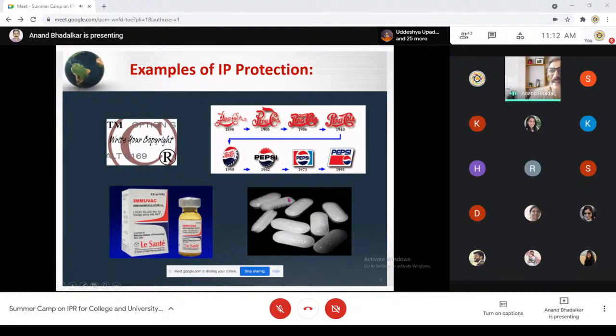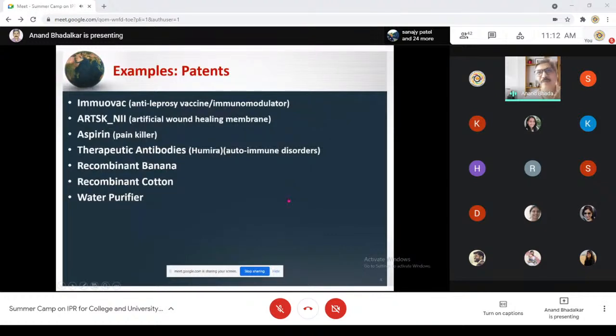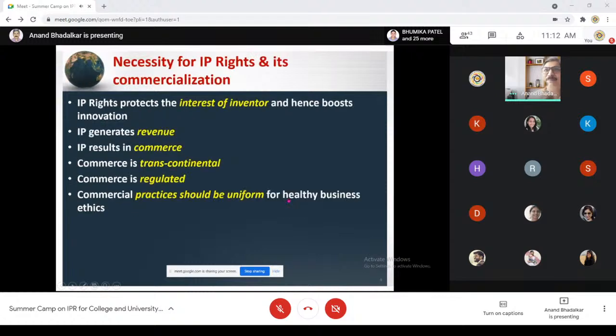Now here is an example of different types of, maybe designs, maybe patents, maybe trademarks, maybe copyrights. It is important that the innovator feels encouraged, right? This is an example of glowfish, or immunovac, aspirin, recombinant cotton. All of us know of BT cotton, water purifiers. It is important that the interest of the inventor, of the innovator, is kindled.